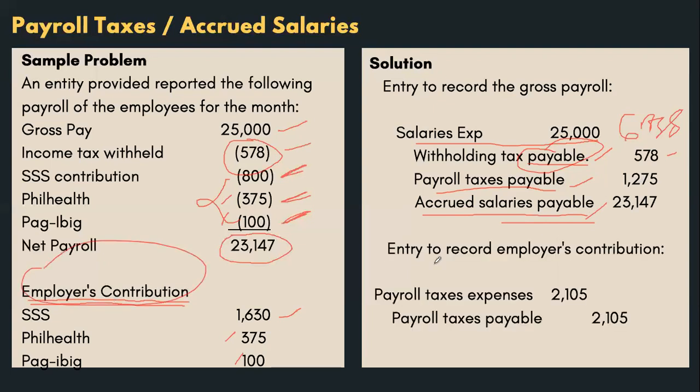Okay, so let's prepare the entry to record the employer's contribution. On the part of the employer, they recognize this contribution as payroll taxes expense. So it's an expense account. That's 2,105, the total. And at the same time, they need to remit this to the respective agencies, so that's why it's a payable account, because it will be remitted to SSS, PhilHealth, and Pag-ibig. So that's payroll taxes payable, 2,105.